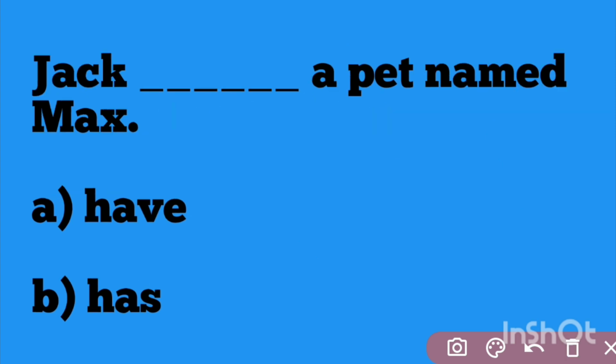Next question: Jack blank space a pet named Max. Friends, here you can see Jack is the subject and Jack is a person. That means it is third person and singular in number. So obviously we have to use has. Jack has a pet named Max. Here has is the main verb. Friends, I think you can understand.